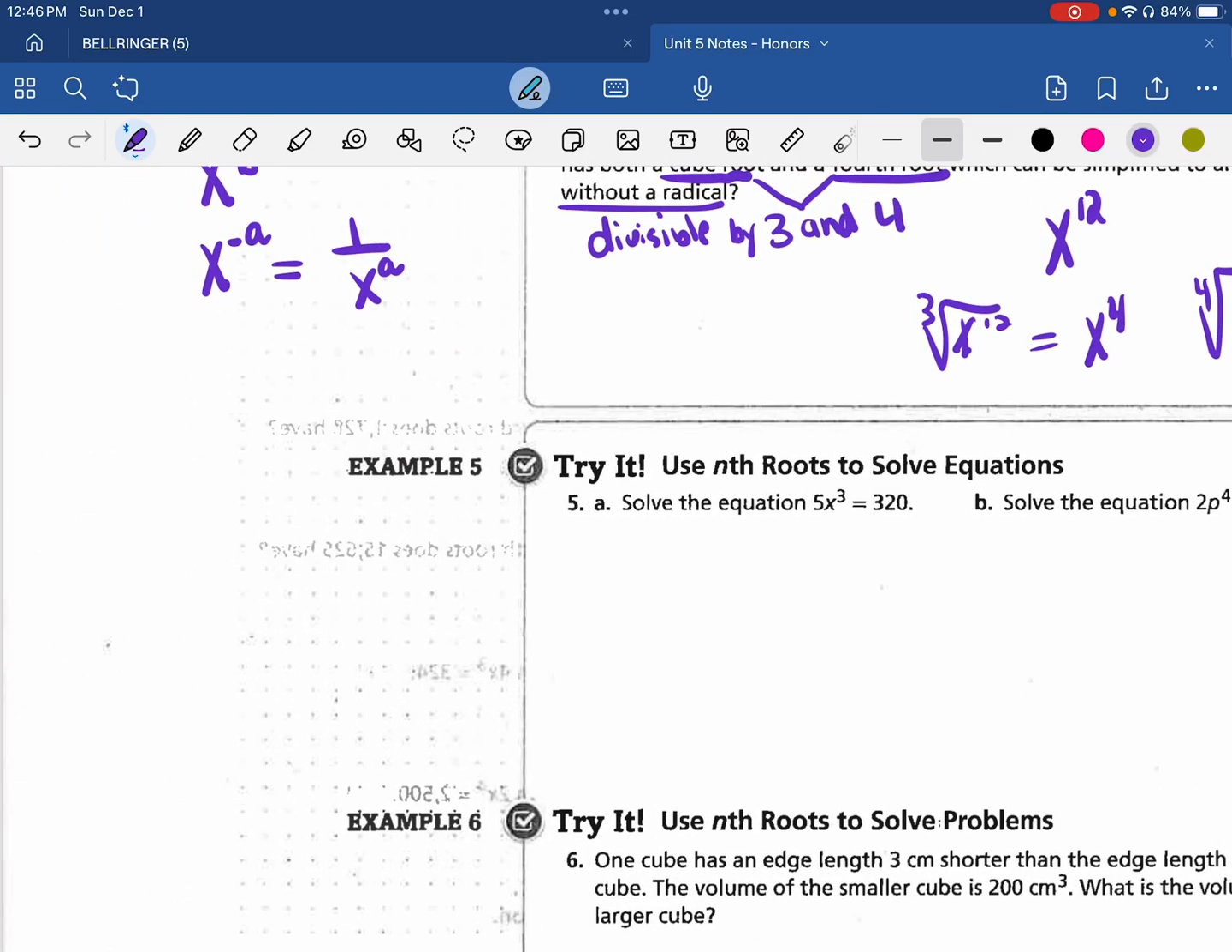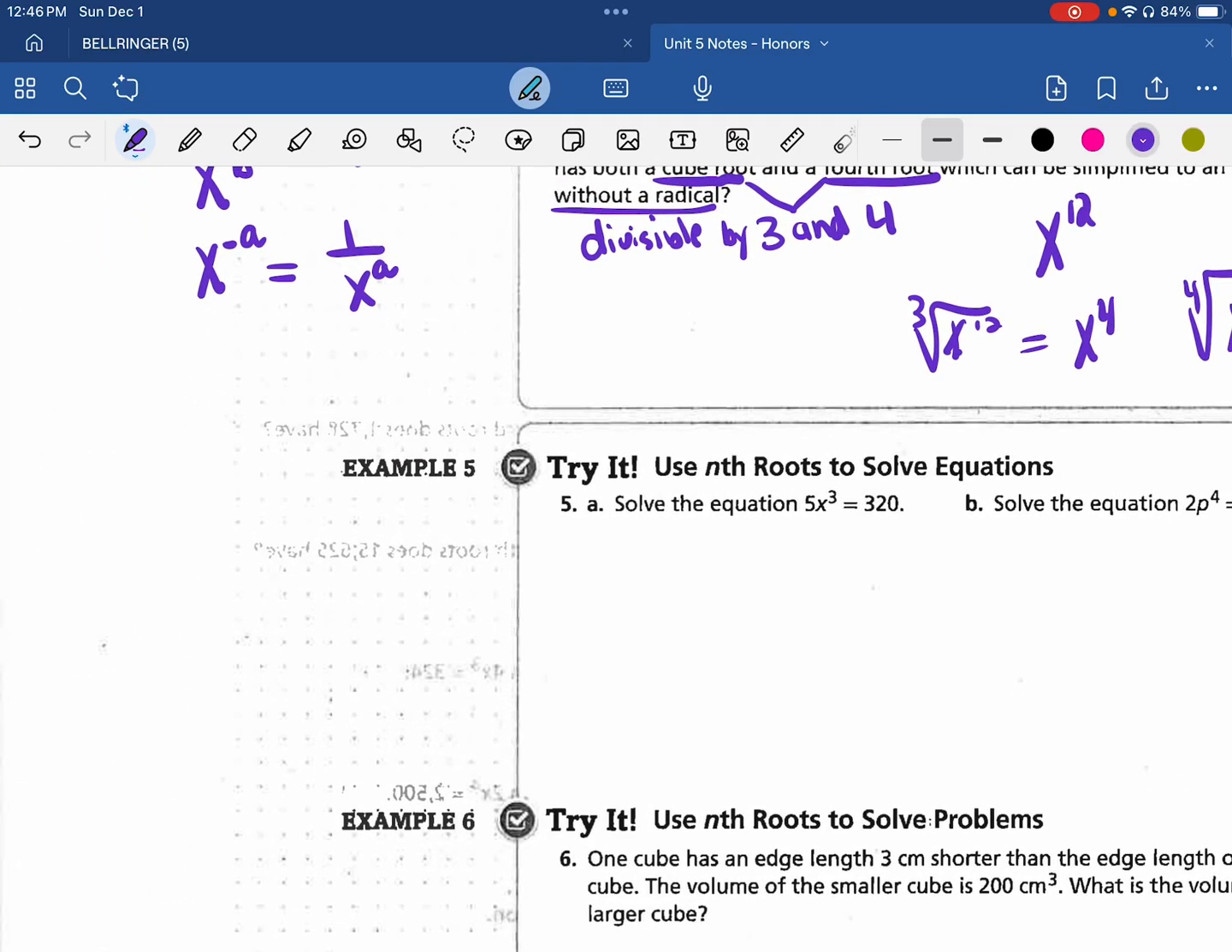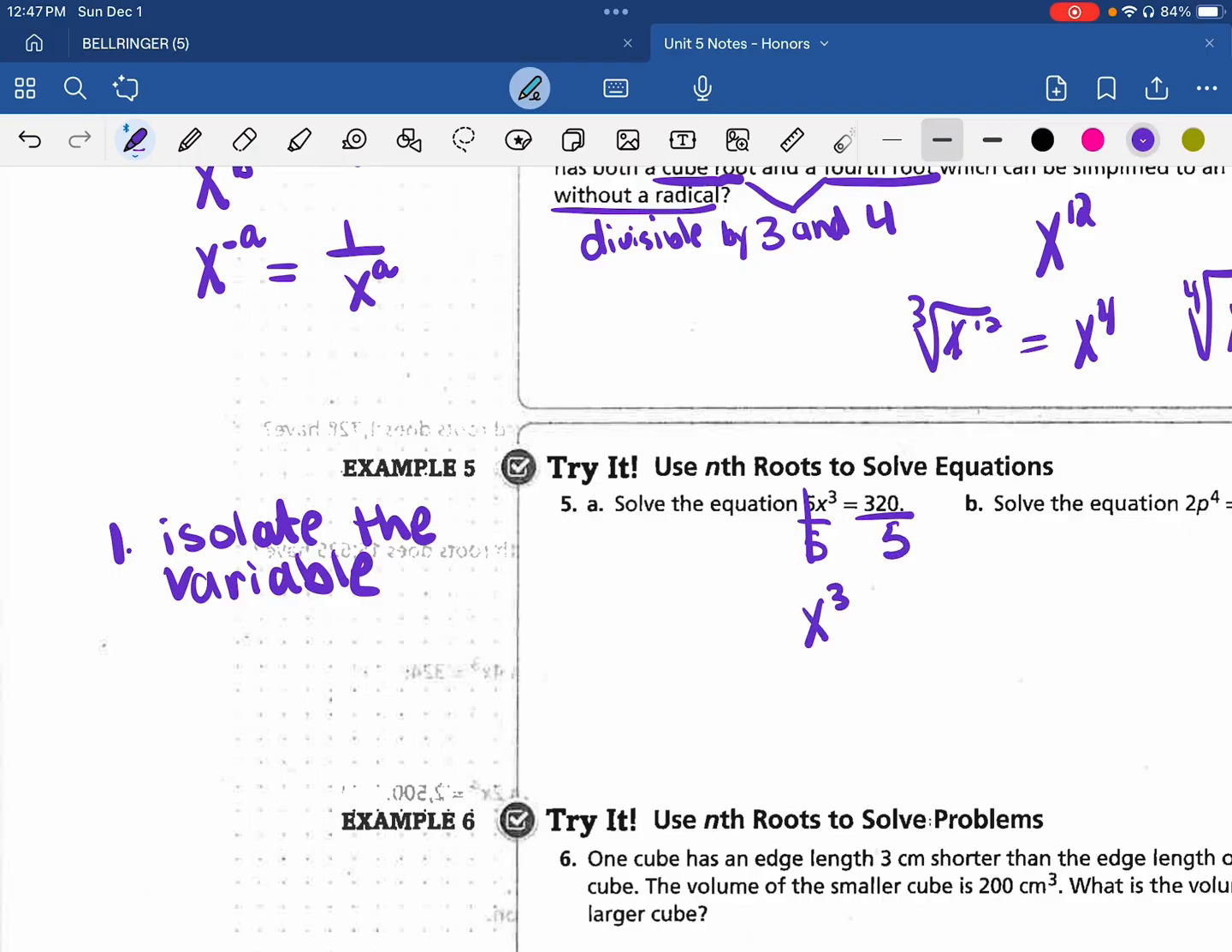Solving equations, just like you do any equations, your first step is to always isolate the variable. That's why you always have x equals at the end, or y, or whatever your variable is. So we're going to go ahead and isolate the variable by dividing by 5 and get x to the 3rd equals 64.